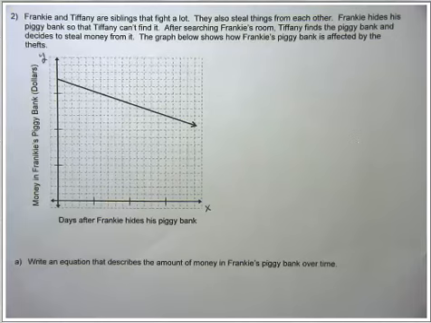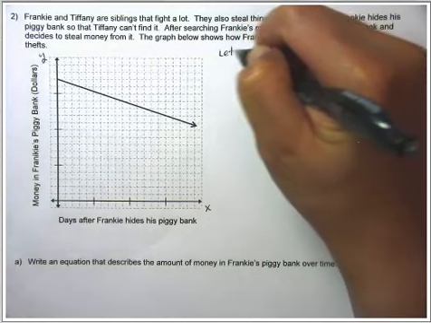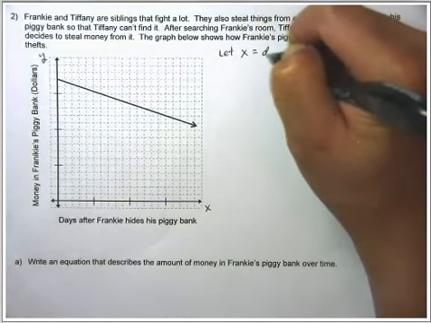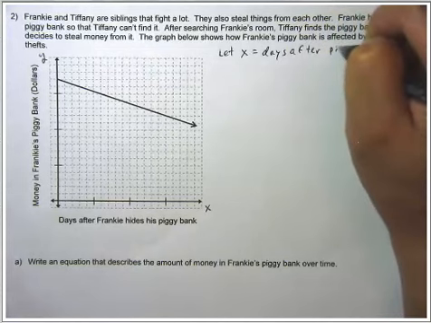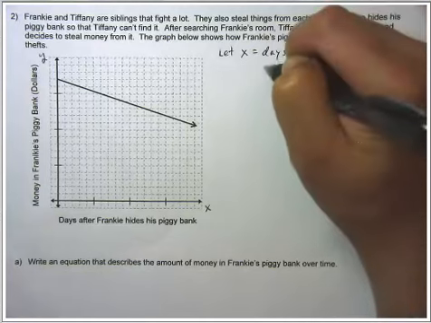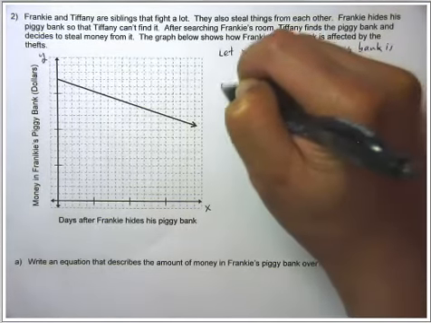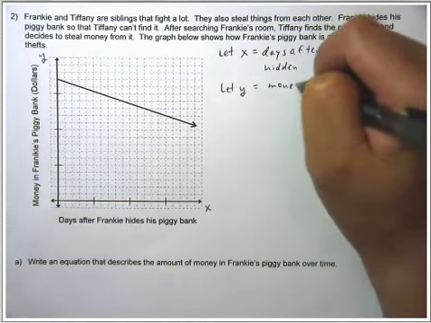So you can see in this picture, there's this linear relationship. And it's pretty much defined for us, but let's write down explicitly what our variables stand for. So this is our x-axis, and we can say that x is the number of days after the piggy bank is hidden. And let y equal the money in the piggy bank.